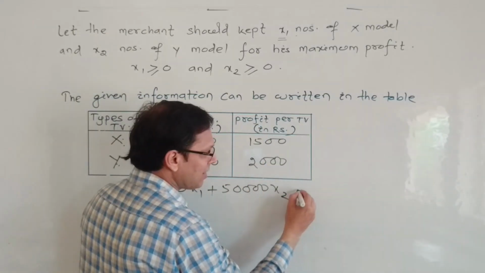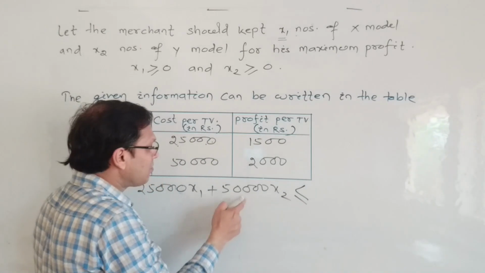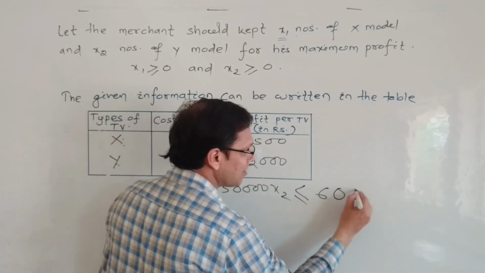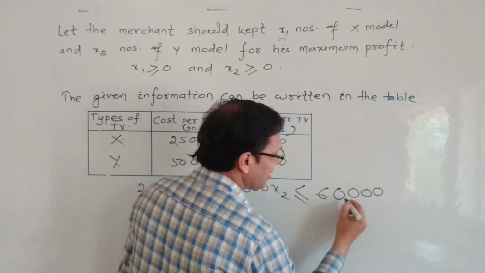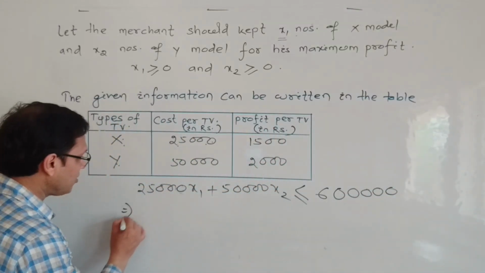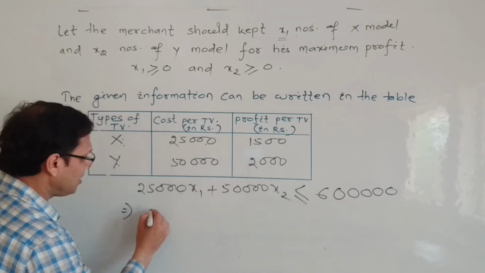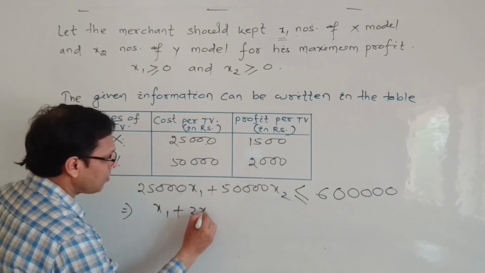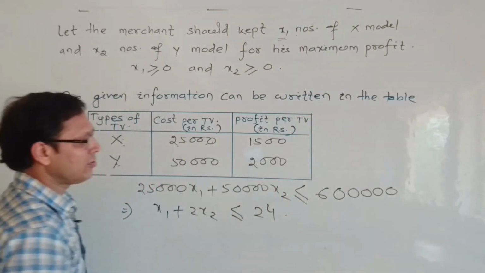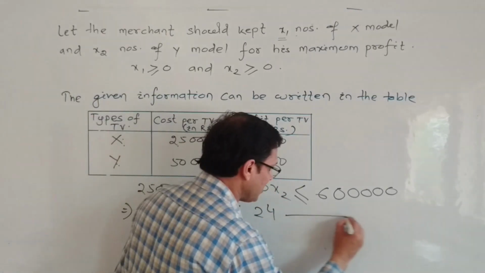But it has been given that the total investment is not more than 6 lakh. That means it should be less than or equal to 6 lakh. Okay. So dividing both sides by 25,000, we will get X1 plus 2X2 less than or equal to 24. This is the first constraint.